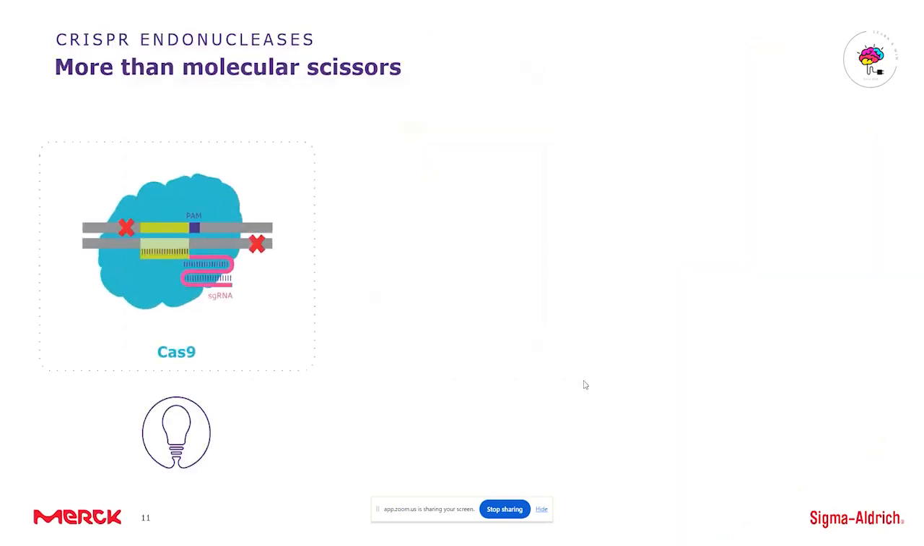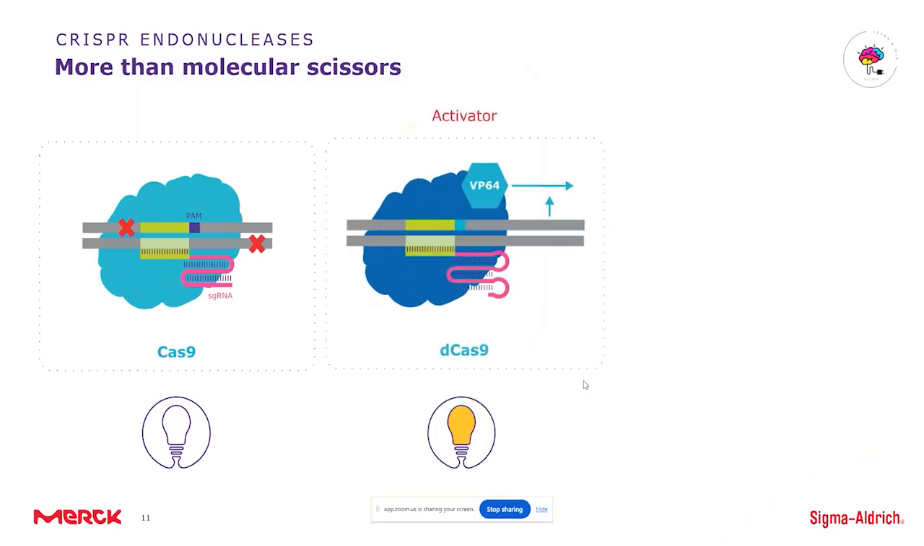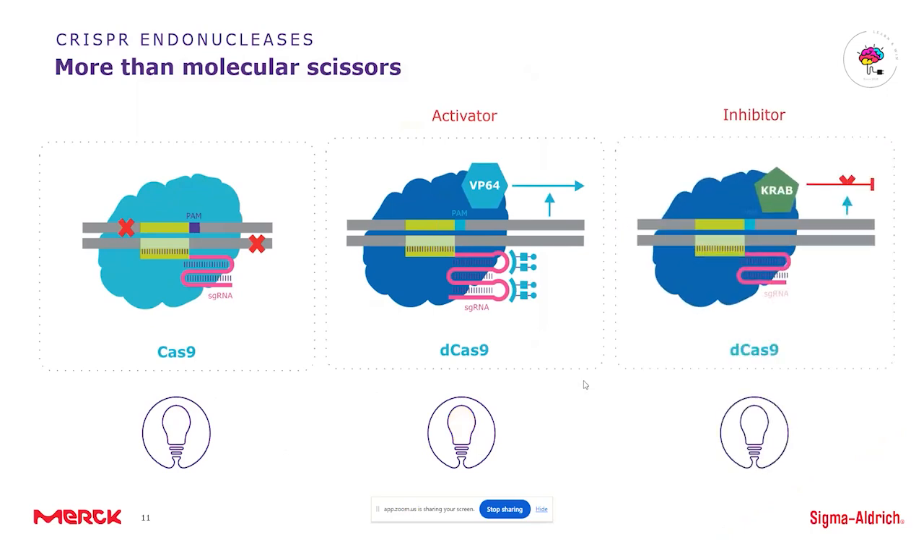So CRISPR endonucleases are more than molecular scissors. This is an illustration of what it means to do a knockdown or knockout, inactivating or inhibiting a gene expression using CRISPR.